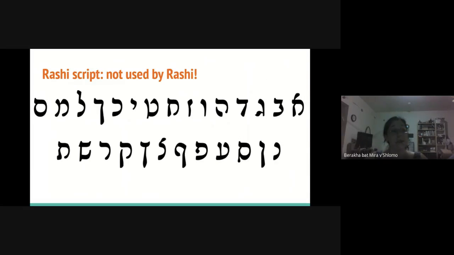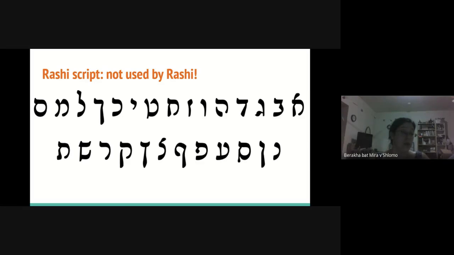This is a script called Rashi Script. Just like English has a cursive form and a print form, Hebrew also has cursive forms. This is named for Rashi, which is the name of a very famous scholar and commentator, but he never actually used this cursive himself. Rather, it became very famous because it was used to print his commentaries on Torah and Talmud. This is, in fact, a typeface that is based on writing from 15th century Spain. So it's a late period typeface.